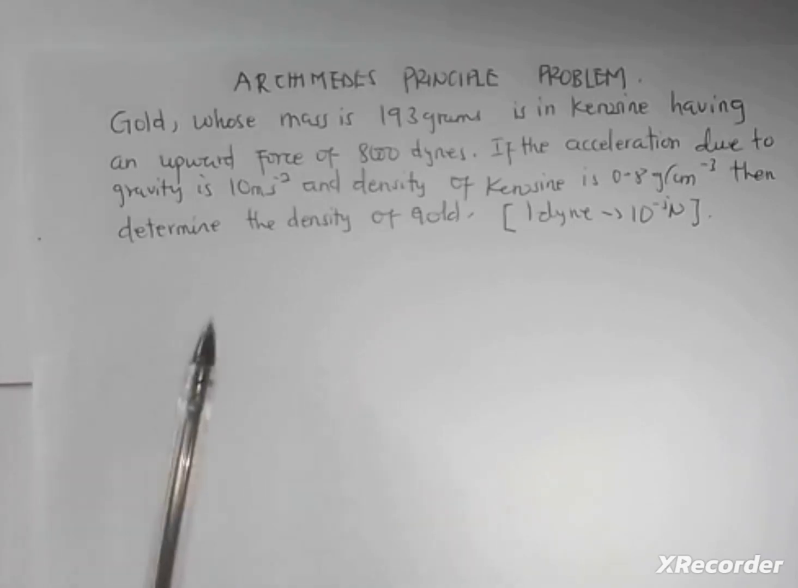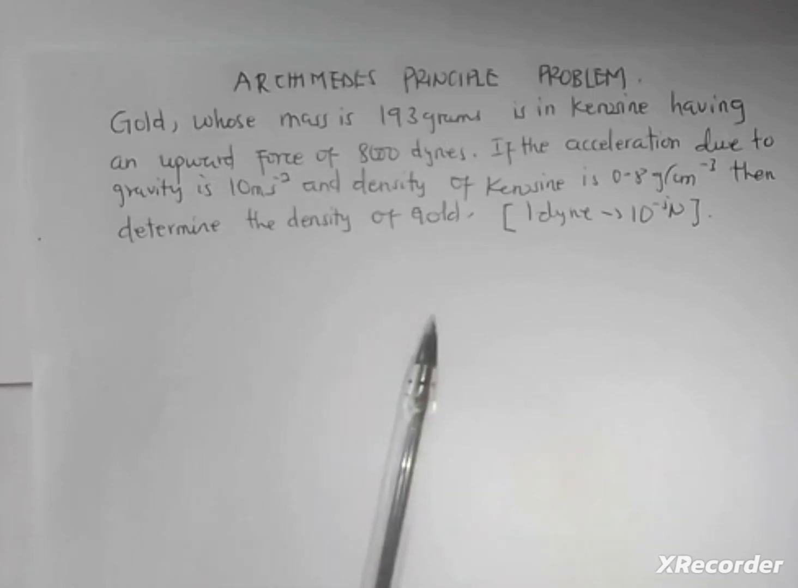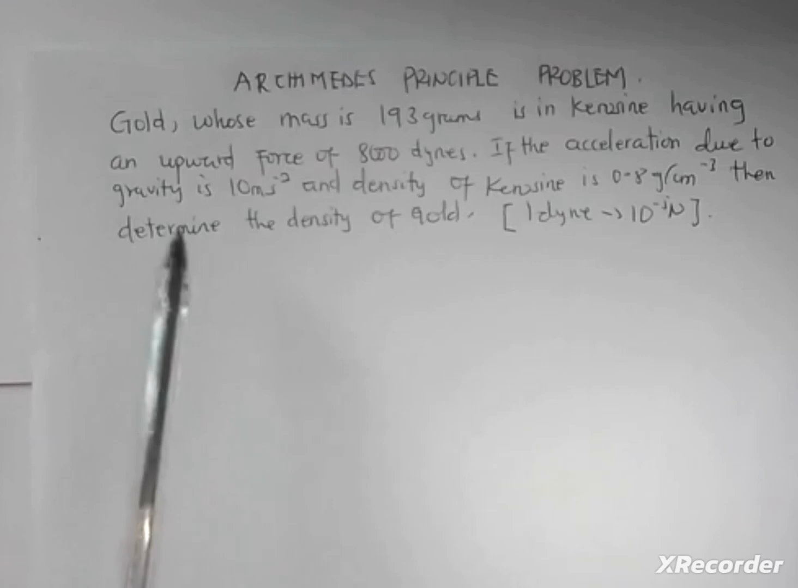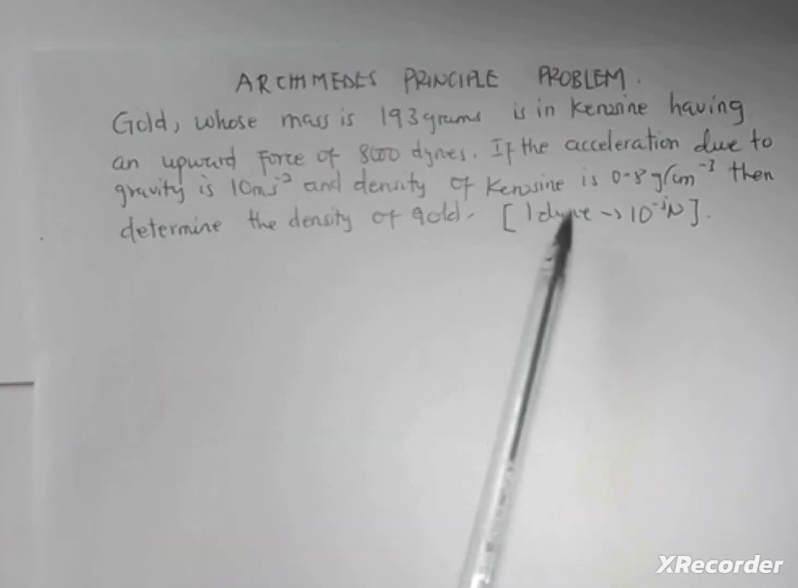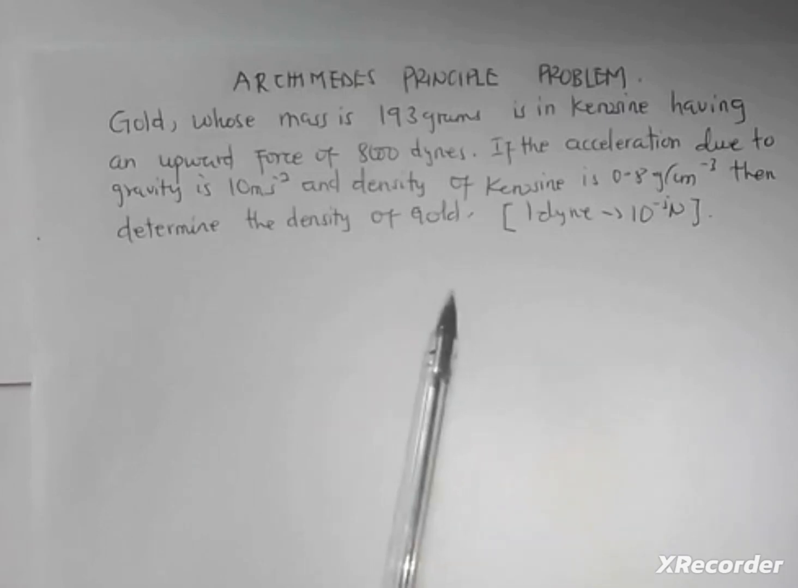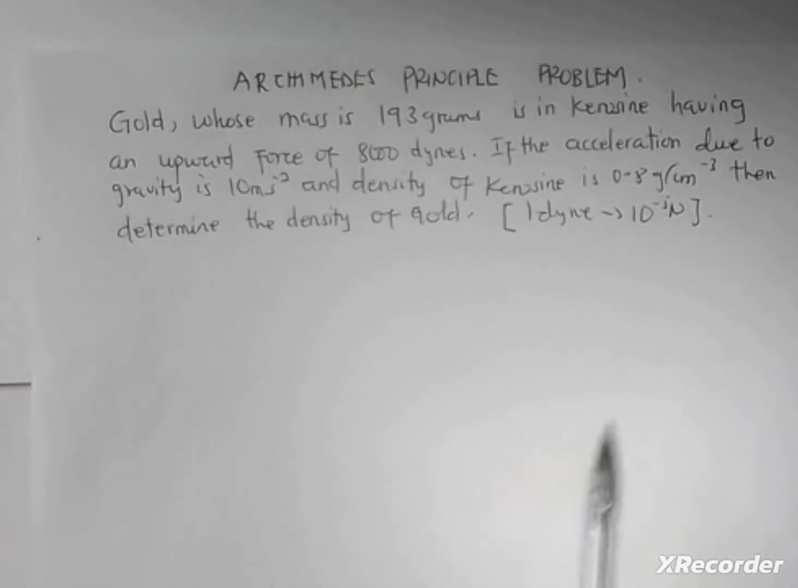Gold, whose mass is 193 grams, is in kerosene, having an upward force of 8,000 dynes. If the acceleration due to gravity is 10 meters per second squared and density of kerosene is 0.8 grams per centimeter cube, then determine the density of gold. Take one dyne as 10 to the power negative 5 newtons.